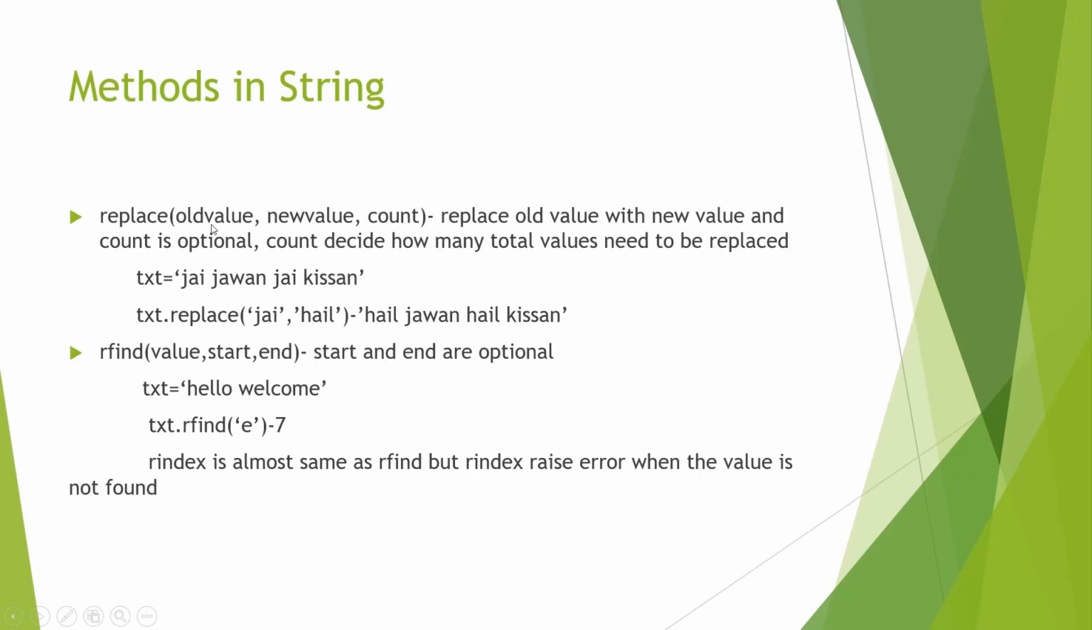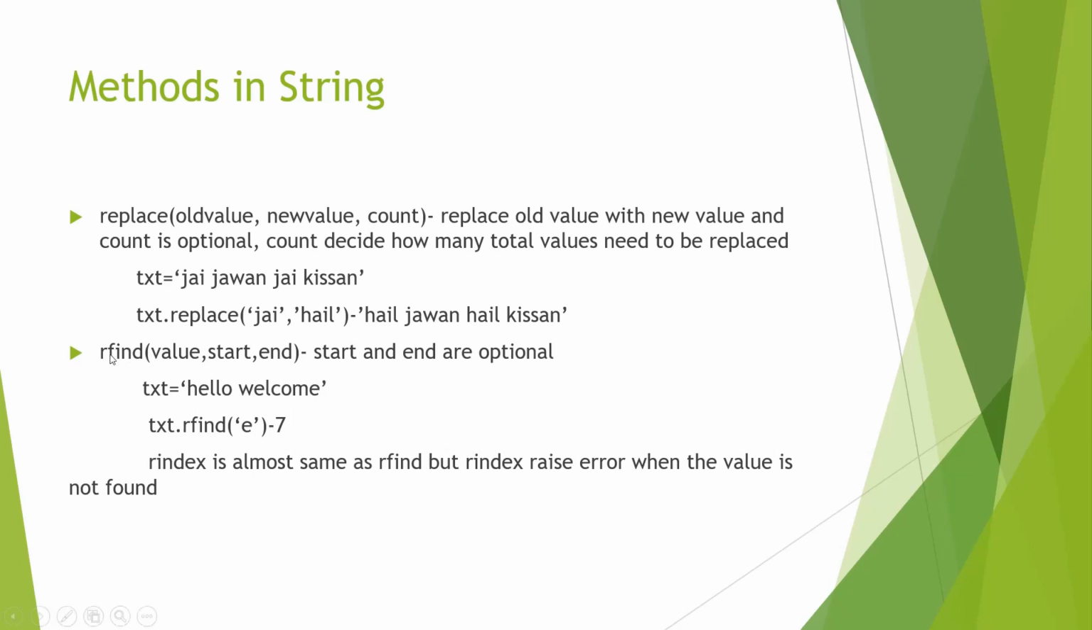Now with this method, as the name suggests, it will replace the old value with the new value. And the third parameter, count, here is optional. This specifies how many values we need to replace. So if we have the string like this one, and we replace the first string with the second string, so this string Jai Jawan Jai Kisan becomes Hail Jawan Hail Kisan. Okay, and then we have this method rFind.